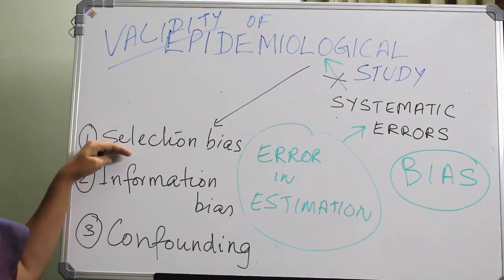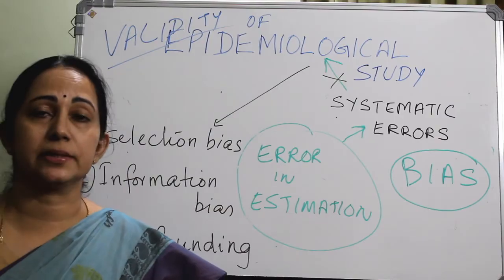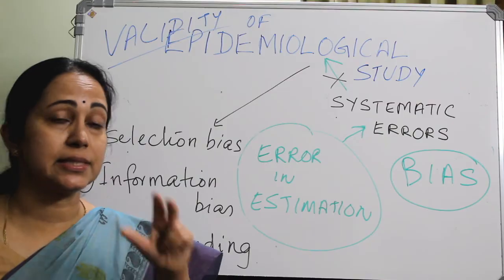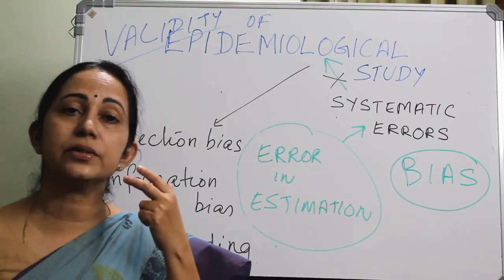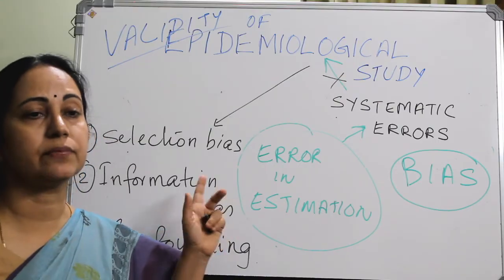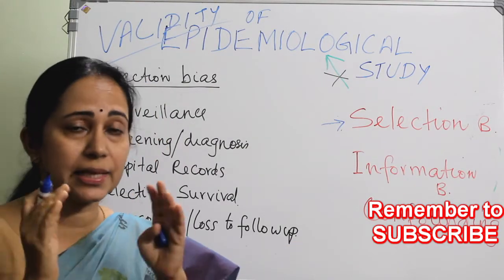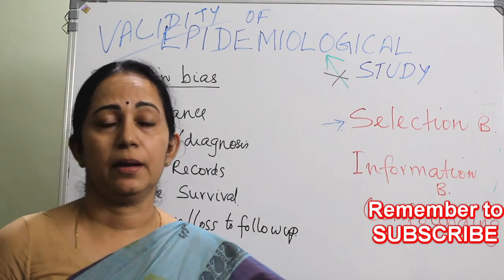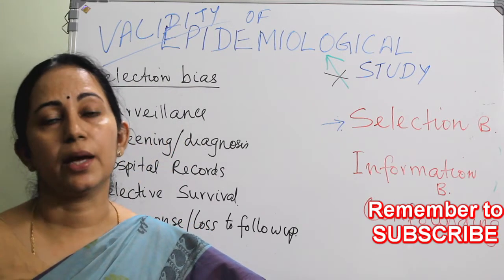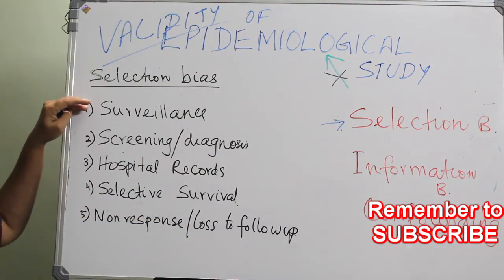So what is selection bias? As the name implies, selection bias occurs at the time of selecting the participants for the study or for analysis. What will happen? The selected study population will not represent the target population. That happens if there is a selection bias. It may occur in a case control study, where the chance of selection bias is more, and also in cohort studies. In all these stages, one is surveillance.